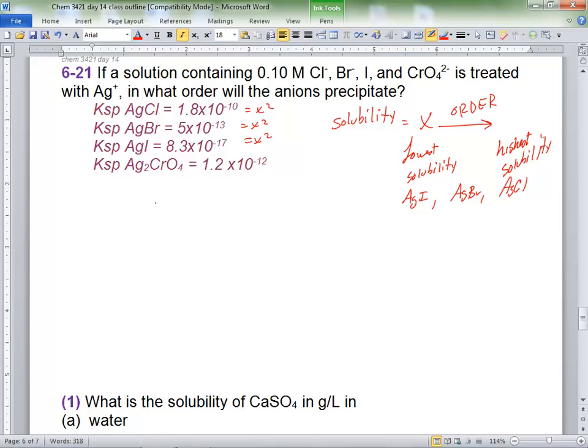Okay, let's try it. Try it. Because the first three aren't so bad. You don't need to write ICE for all that stuff. You might even be able to see it and write the KSP expression. Right? So go ahead.